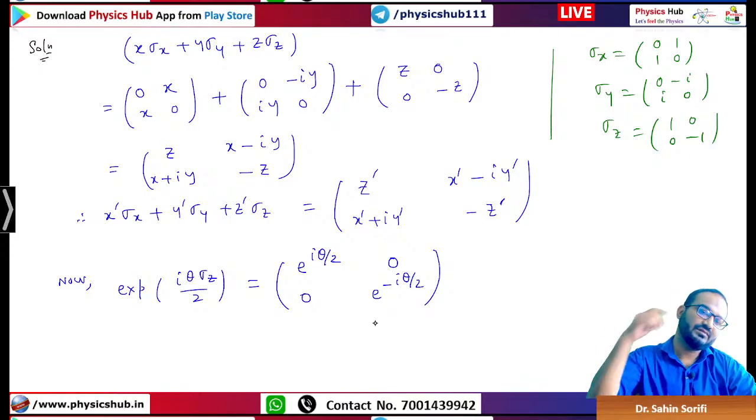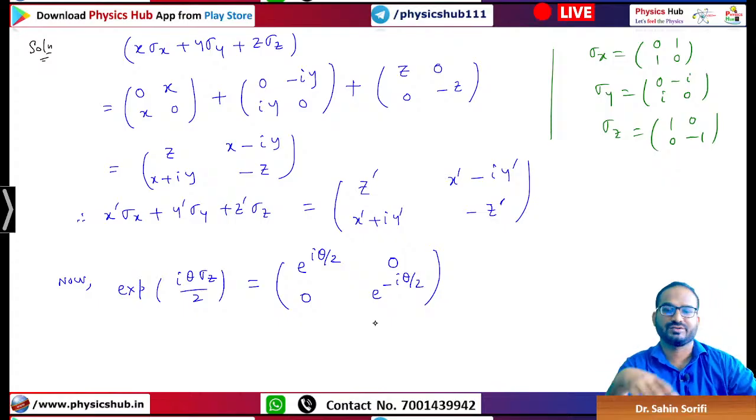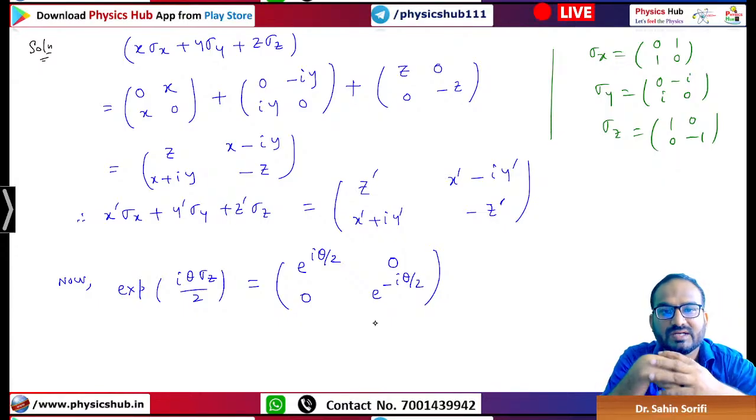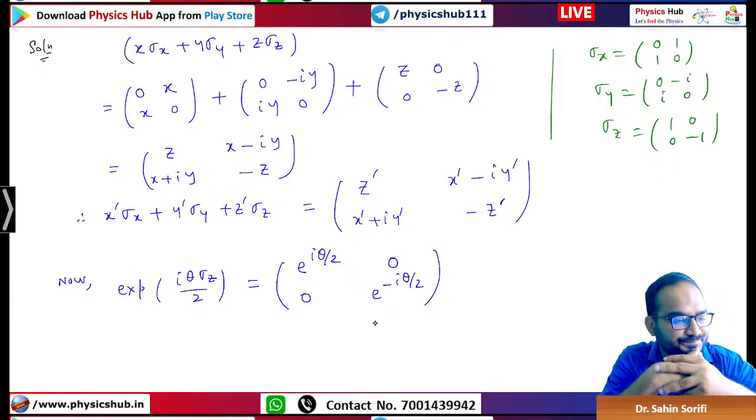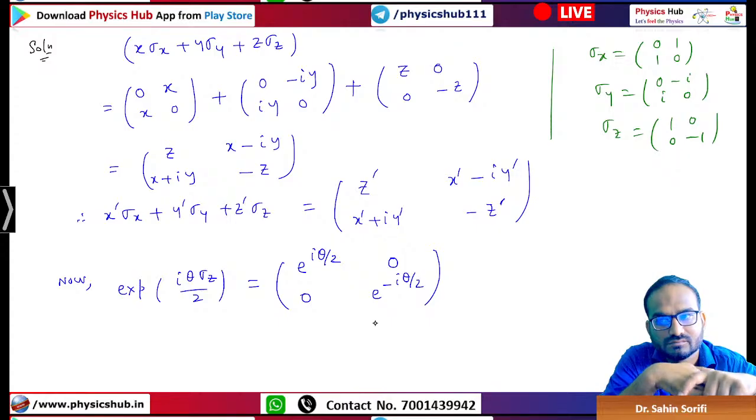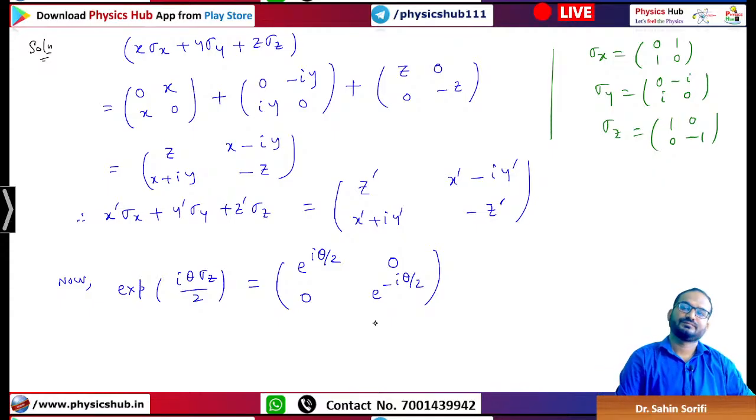It's about rotation, it's like transformation. Okay, it's taking unprimed to prime transformation. Understood this? i theta by 2 sigma z, it was 1, e to the power i theta by 2, then 0, okay, 0, e to the power minus i theta by 2.